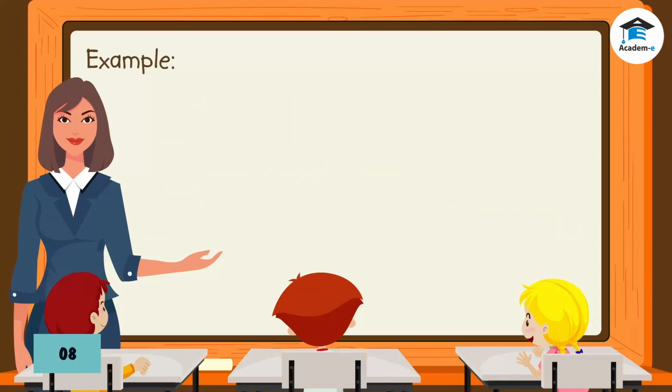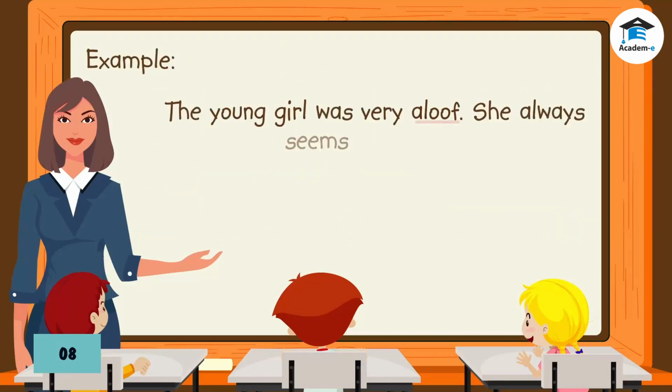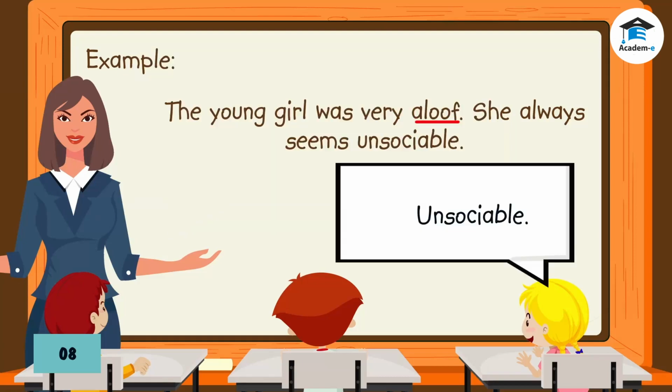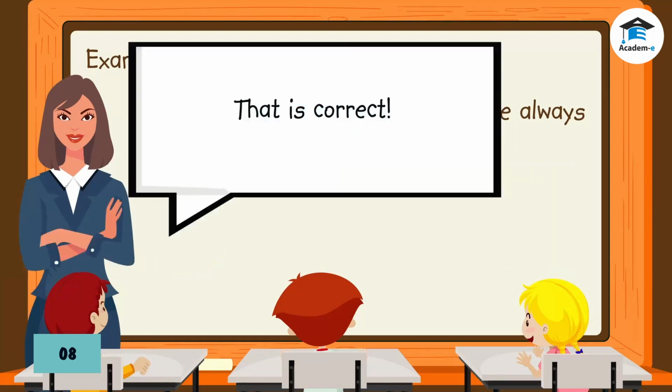For example, the young girl was very aloof. She always seems unsociable. What do you think does the word aloof mean, Sarah? Unsociable. That is correct.